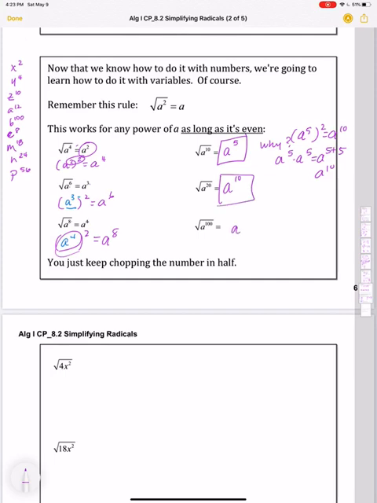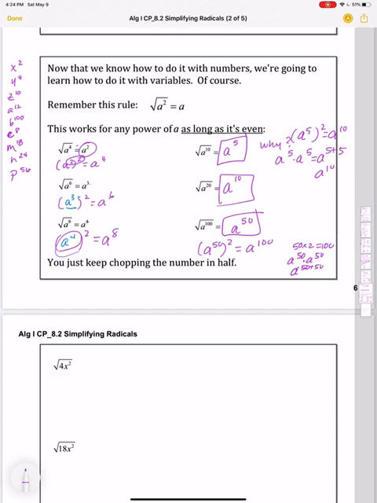A to the 100th. Now be very careful, because 100 is a perfect square, but it's not the base. A is the base. The exponent is 100. So remember, it's saying, what do you square to get a to the 100? It has to be half of that, so 50. A to the 50, right? Because 50 times 2 is 100, or a to the 50 times a to the 50 is a to the 50 plus 50, which is 100. So you're cutting them in half.